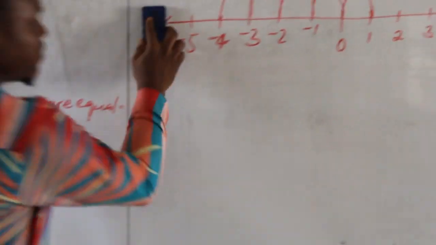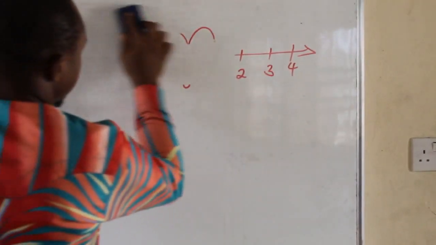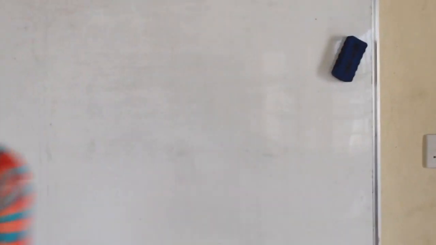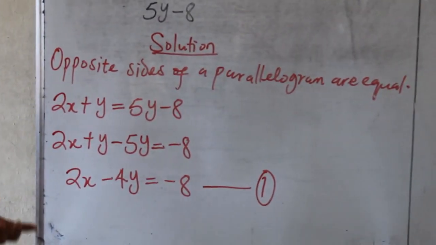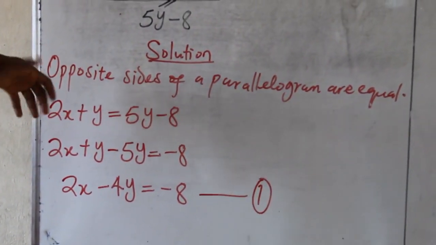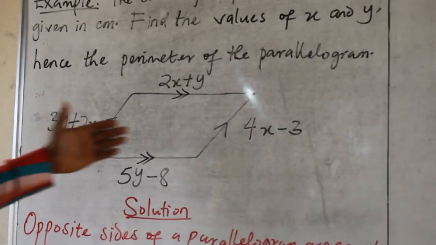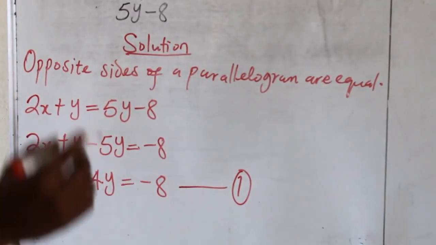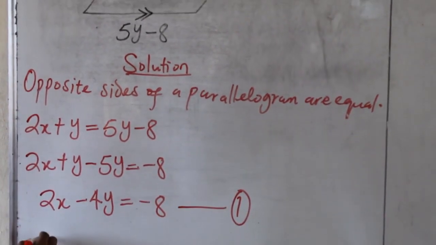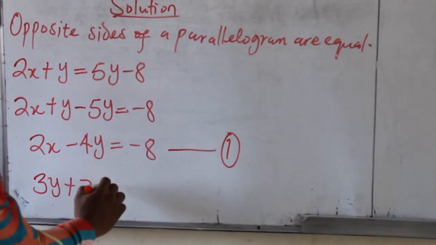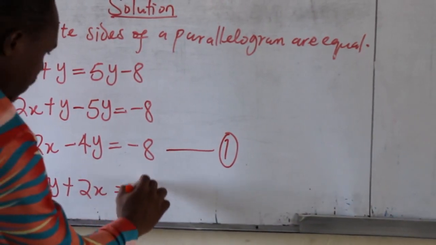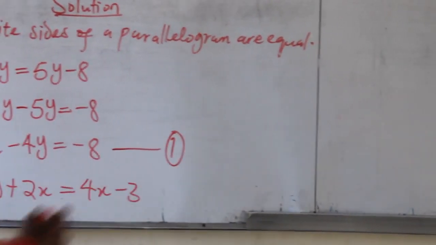Let me quickly take that off the board. Now we have our first equation. We're going to go towards getting our second equation. Just like what we did for the first one, we look at these two sides. We can comfortably say that 3y plus 2x is equal to 4x minus 3.